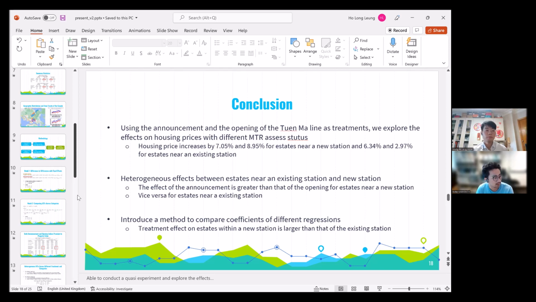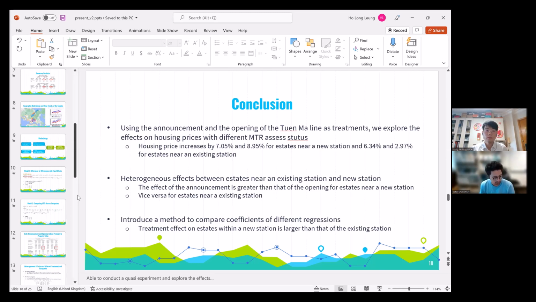I see. Then I think for the new stations, there will be more supply, right? And this will decrease the price of existing buildings compared with the existing stations. So this will affect your interpretation of the estimation results. Yeah, sure. I will take this into account. Okay. Thank you.